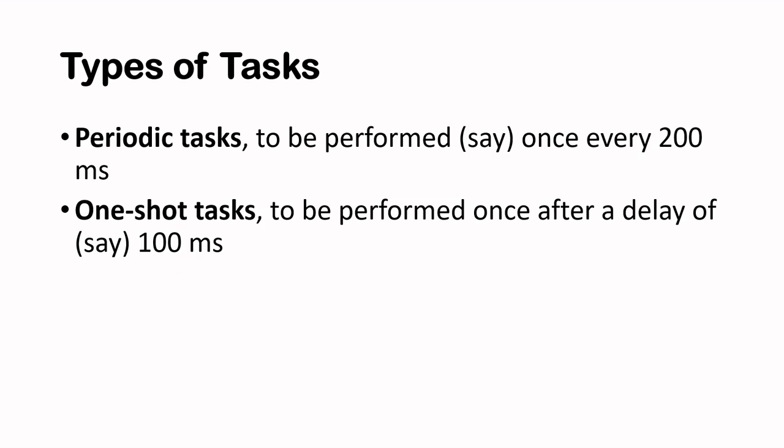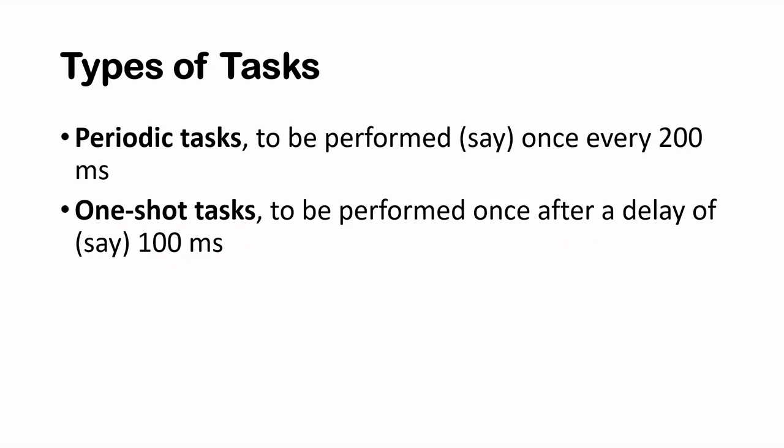Now, there are basically two types of tasks. The first one is periodic tasks. These tasks are performed, say, once every 200 milliseconds. That means every 200 milliseconds, the task will be executed. Then the second type of task is known as a one-shot task. And these tasks are only executed or performed once after a delay of, let's say, 100 milliseconds.